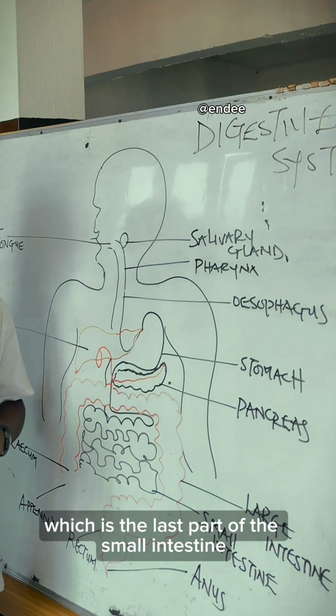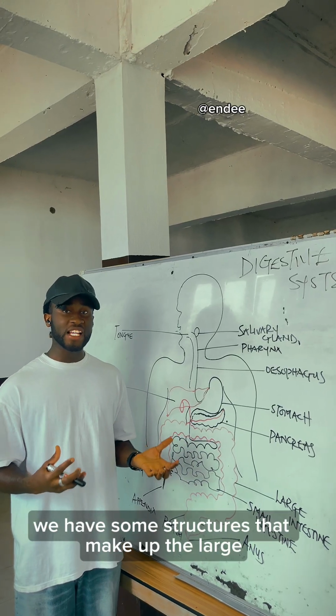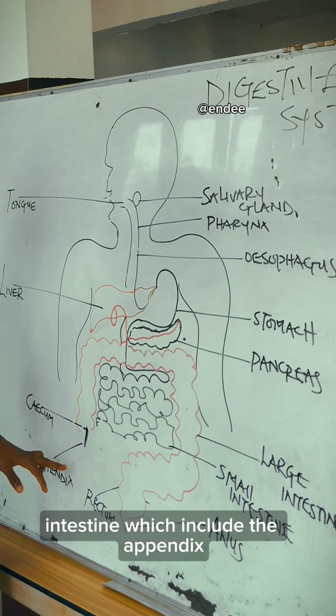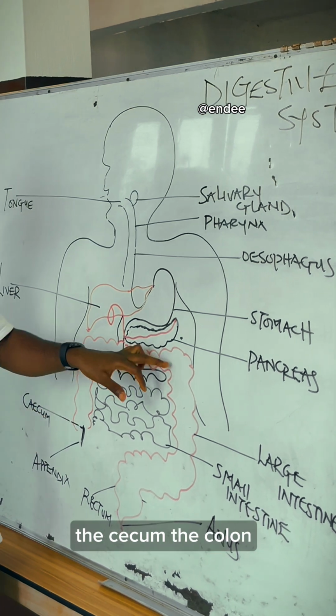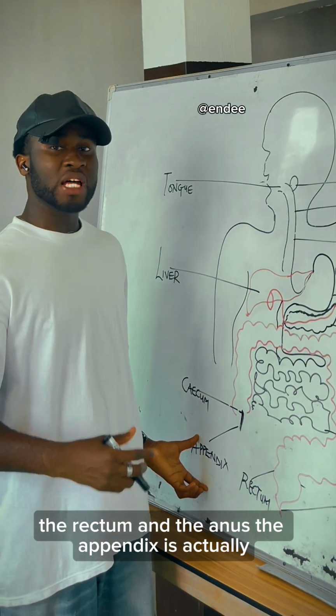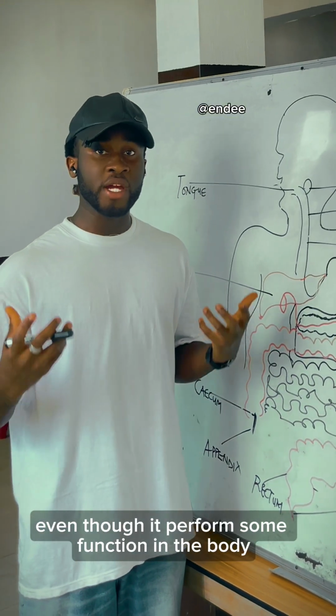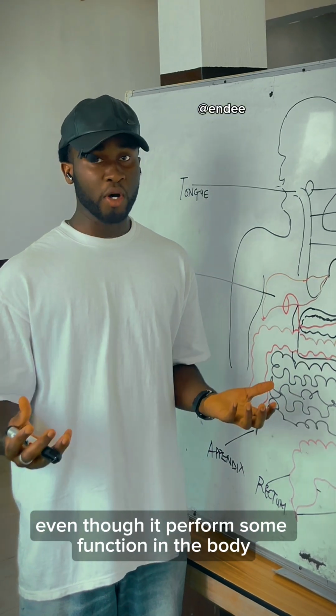Now going over to the large intestine, we have some structures that make up the large intestine, which include the appendix, the cecum, the colon, the rectum, and the anus. The appendix is actually regarded as a vestigial organ because we can live without it, even though it performs some function in the body.